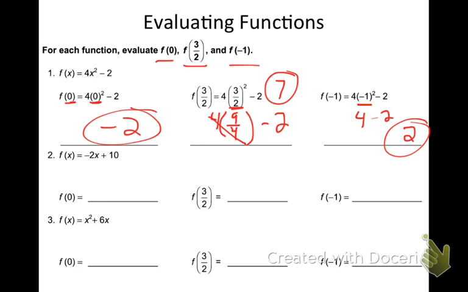Next one, I'm going to do 0. I'm going to plug 0 in for x here. What's negative 2 times 0, plus 10? There's my answer, 10. Next, I'm going to plug in 3 halves. So I have negative 2 times 3 halves plus 10.